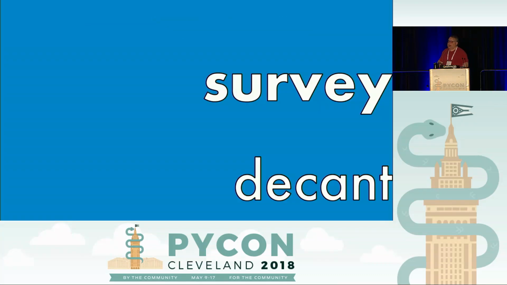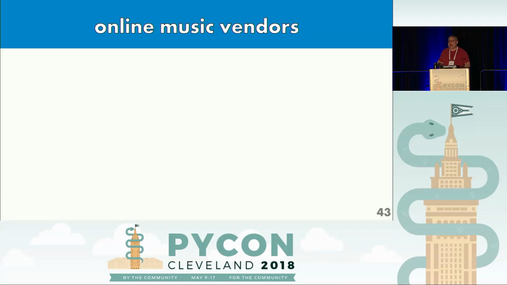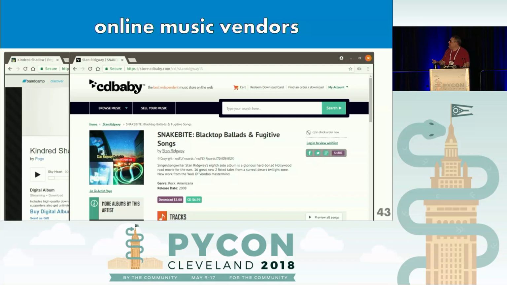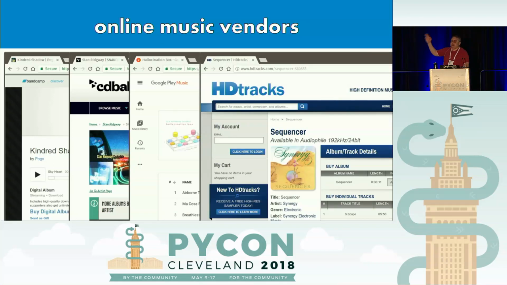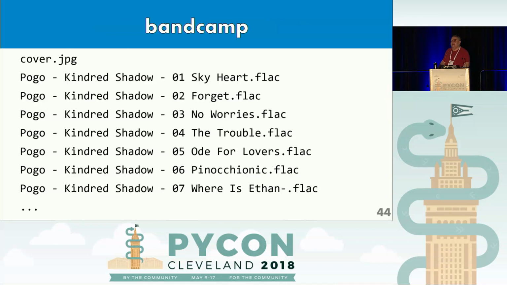So, moving on, decant. I have a problem. I like buying music from online services. I don't like streaming. So I go and buy FLAC files from Bandcamp and CD Baby and Google Play Music, which only sells MP3s, and HD Tracks, which are these crazy high-resolution files. And they give you a zip file that contains a bunch of file names, and these file names, again, are crap. I got to change them.